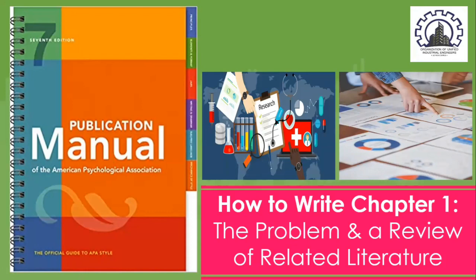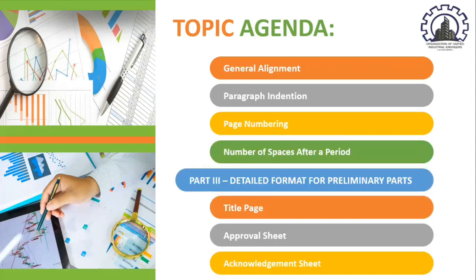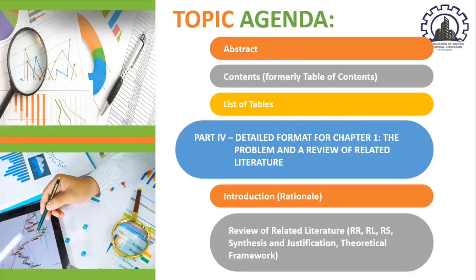And today we will discuss how to write Chapter 1, the problem and a review of related literature. Now, in today's topic, there are four parts that we're going to be discussing. Part one of our lesson would be the three main schools of style. Part two would be the general format or APA 7th edition guidelines. Part three would be the detailed format for preliminary parts. And finally, the detailed format for chapter one, the problem and a review of related literature.